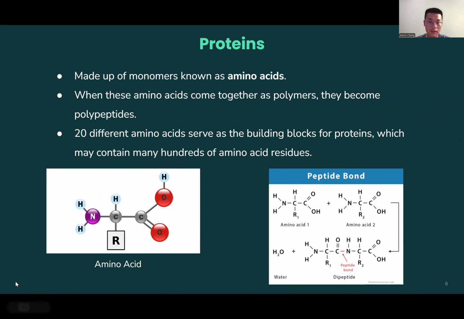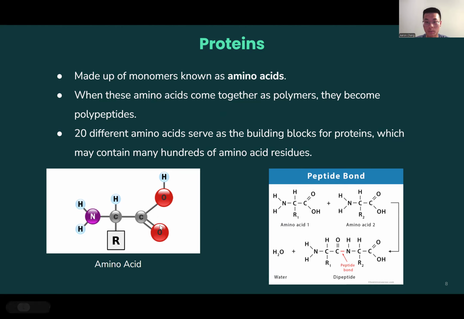Each amino acid, as you can see here, is made up of one amino group and one carboxyl group. The amino group is denoted as NH2, and the carboxyl group is COOH. These may be ionized in living things, meaning that NH2 can become NH3 plus when it gains a proton to bond. The same goes with hydroxyl. Then we have the R group, which varies in each amino acid.